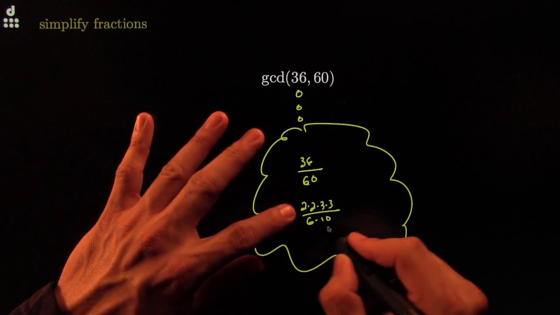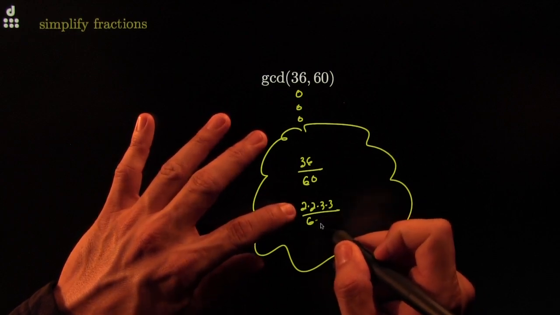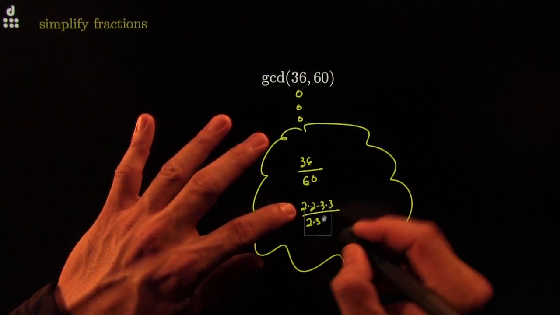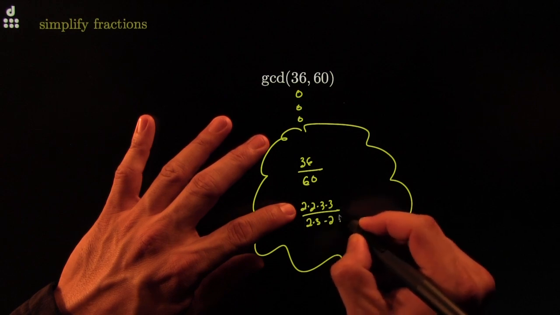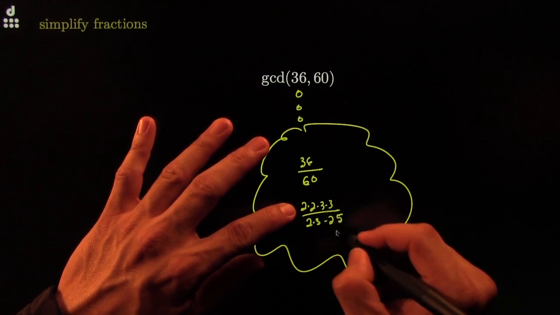But wait, that's not really prime factorized. Let me do better. The 6 I can write as 2 times 3. The 10 I can write as 2 times a 5. Now it's prime factorized. Those are prime pieces.